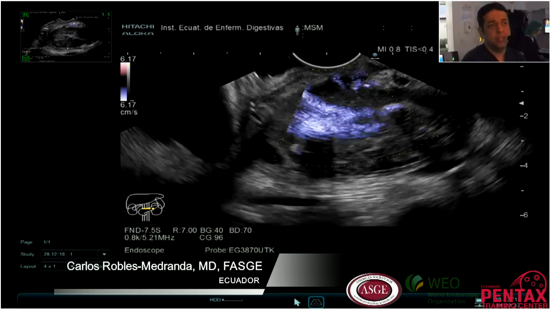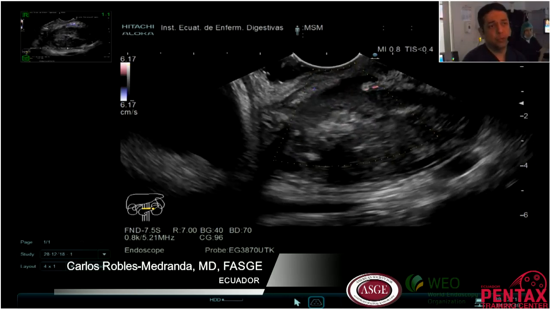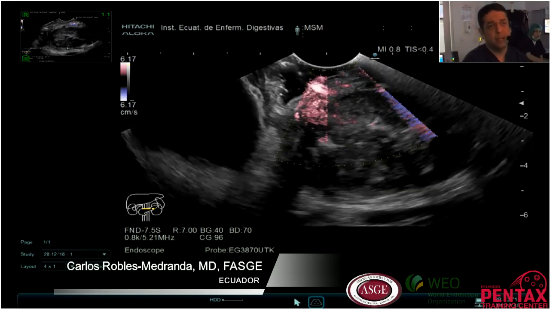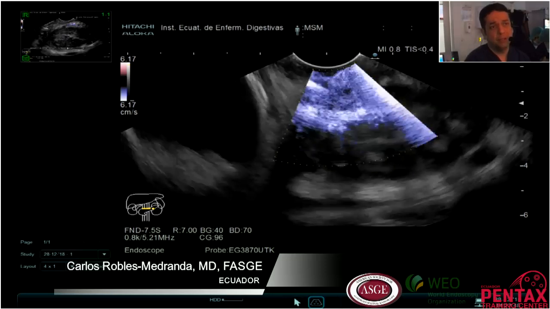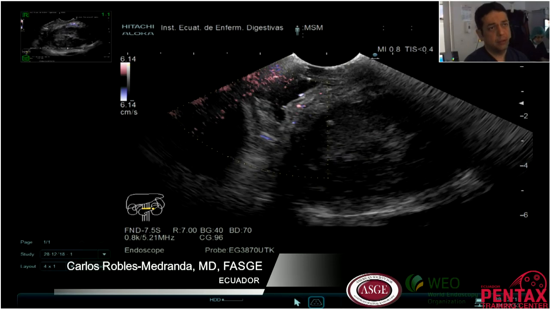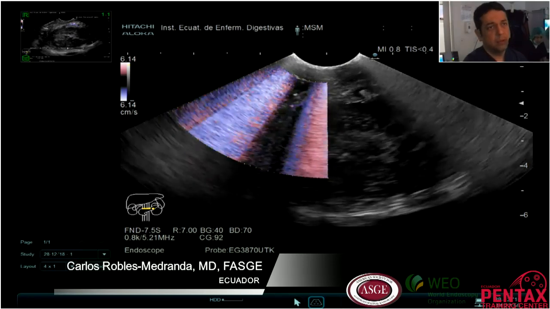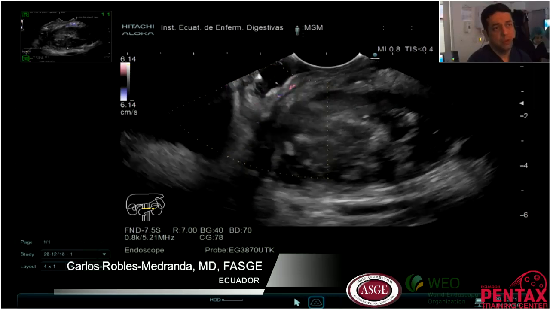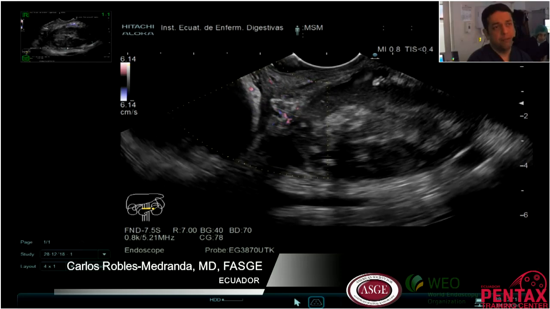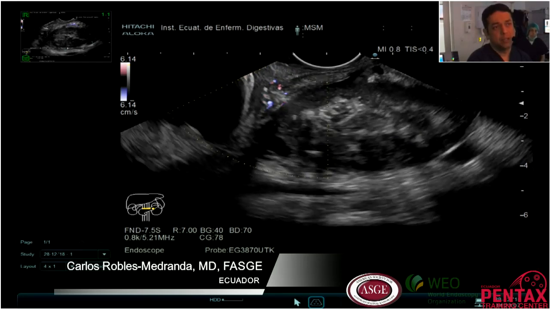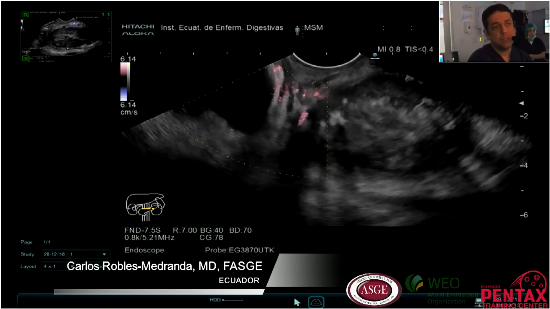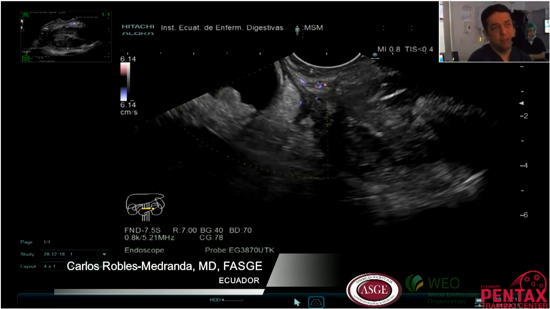And the situation is that in these cases, we need to treat the primary cause of this pancreatic inflammation. So you can see here the gallbladder. On your left, you have the gallbladder, and there is sludge inside, and I also already saw stones inside. You can see here very well.